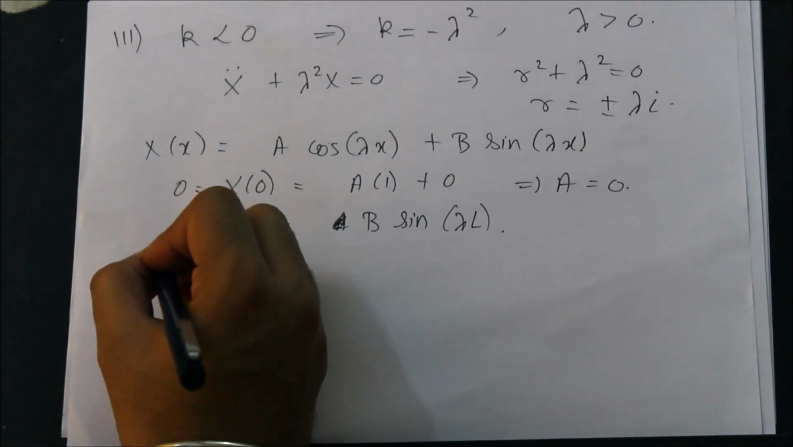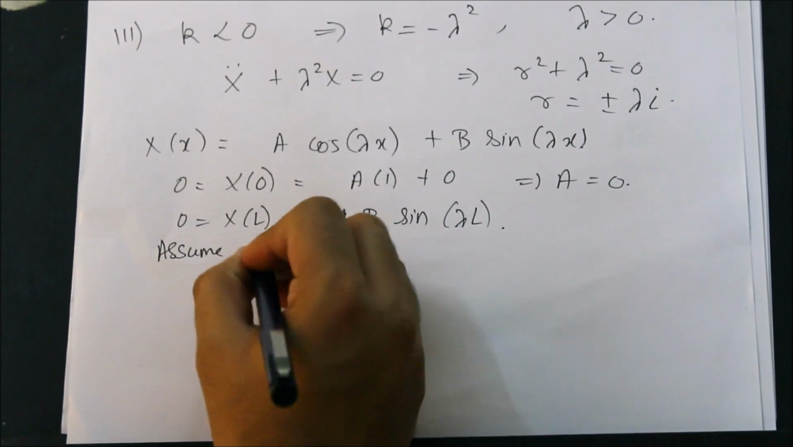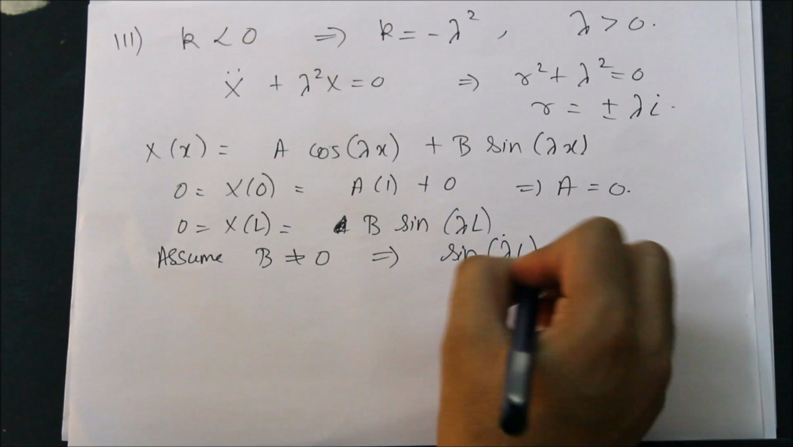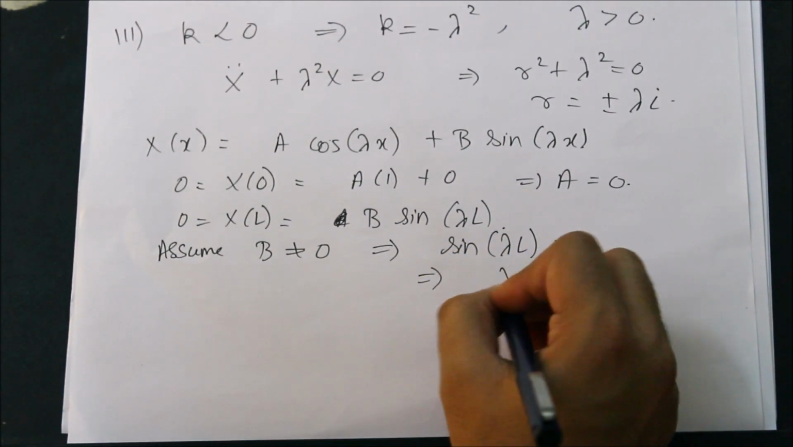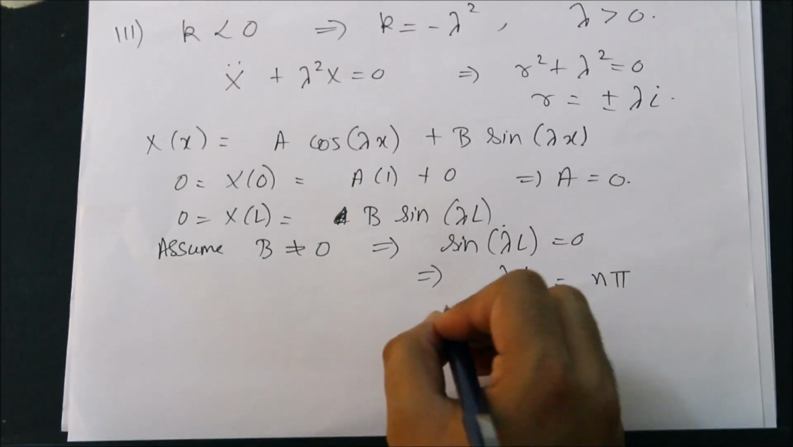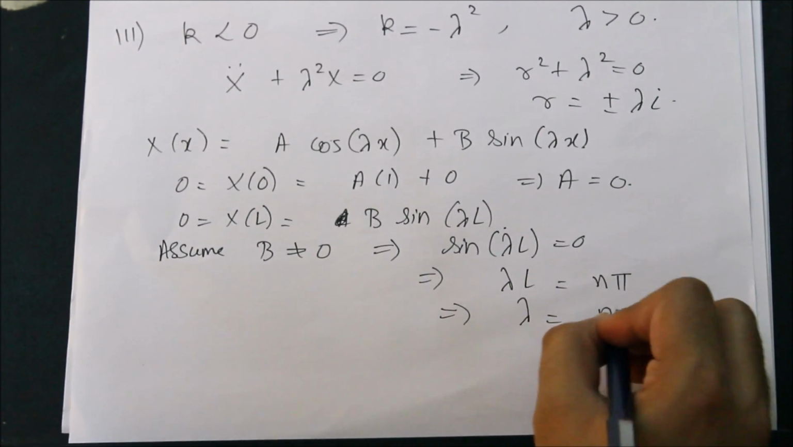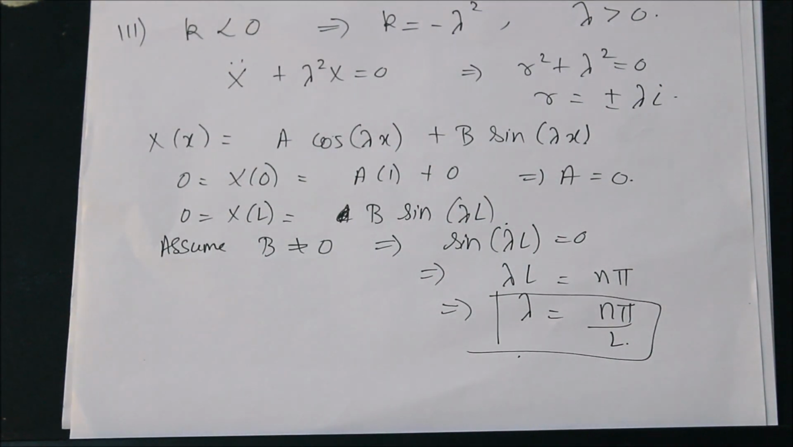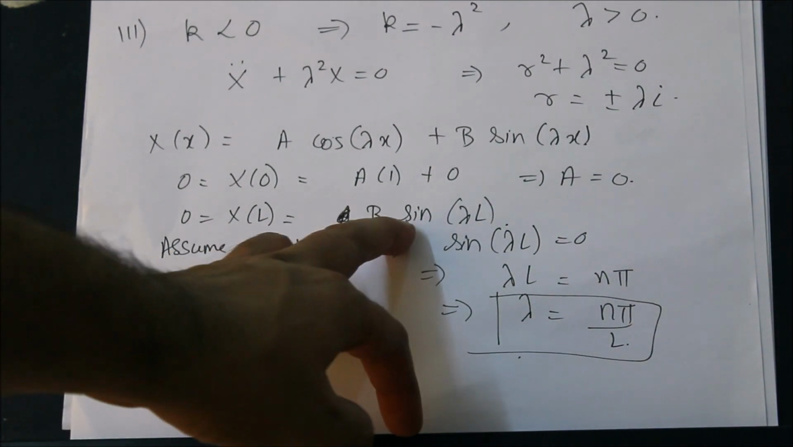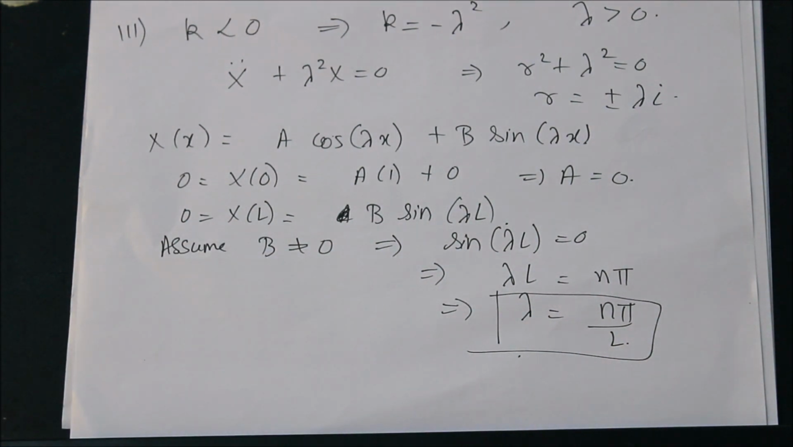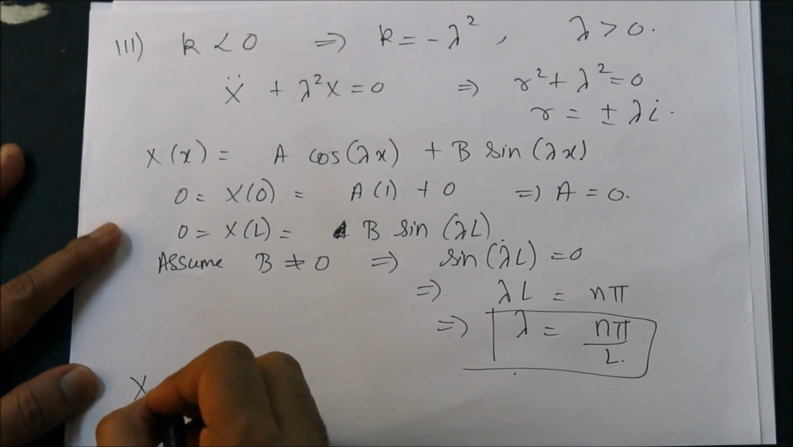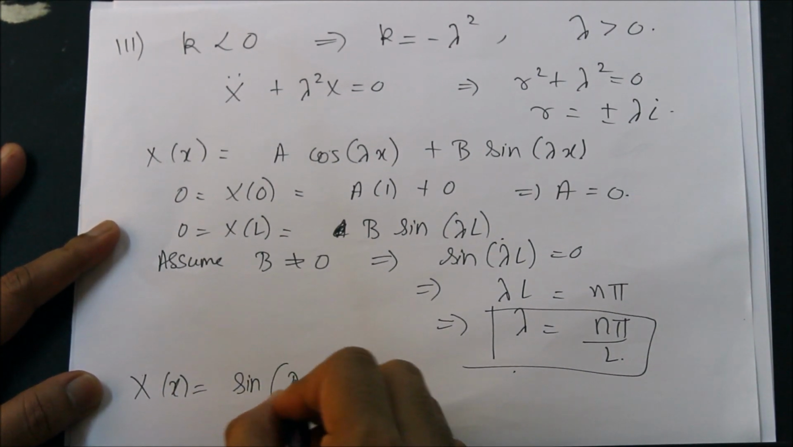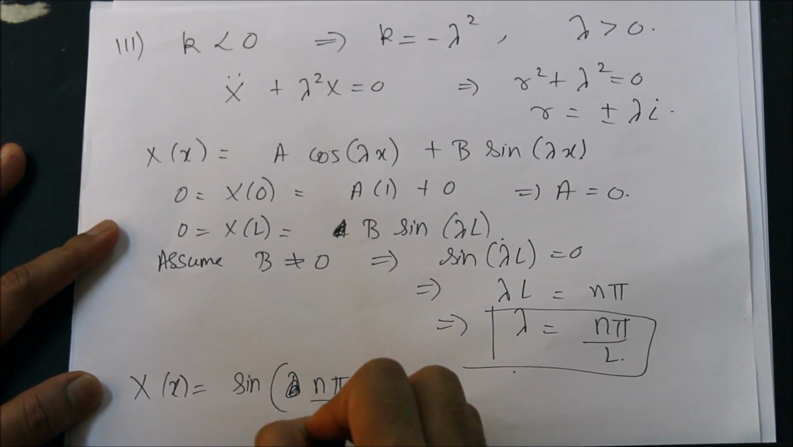So you assume that your b is non-zero. So this implies your sine of lambda L is 0. But sine theta is 0 if and only if your theta is an integral multiple of pi. So what is your lambda? Your lambda is nothing but n pi upon L. So whenever your lambda is n pi upon L, this product will be 0. So therefore, if I take b to be 1 for simplicity, I get x of x equal to sine of n pi x upon L.